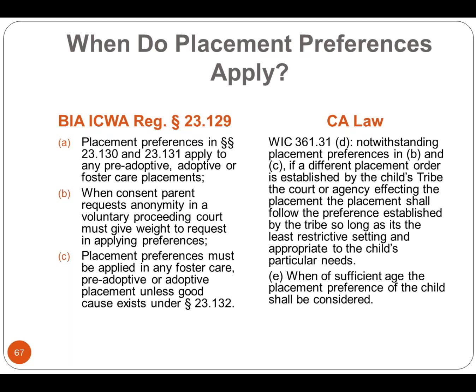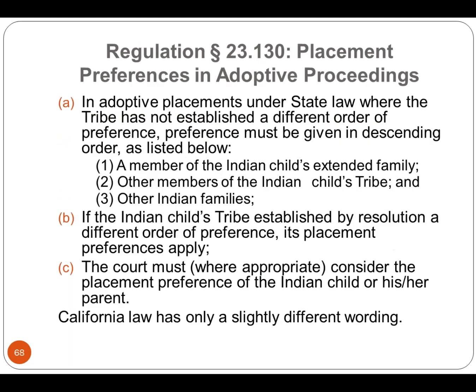Under California law, in addition to the placement preferences, if the child's tribe adopts a different placement order, that placement order shall be followed, so long as it's the least restrictive setting and appropriate to the needs of the child. When of sufficient age, the placement preference of the child shall be considered, but again, there's no clarification on what sufficient age means. I imagine that's done on a case-by-case basis.